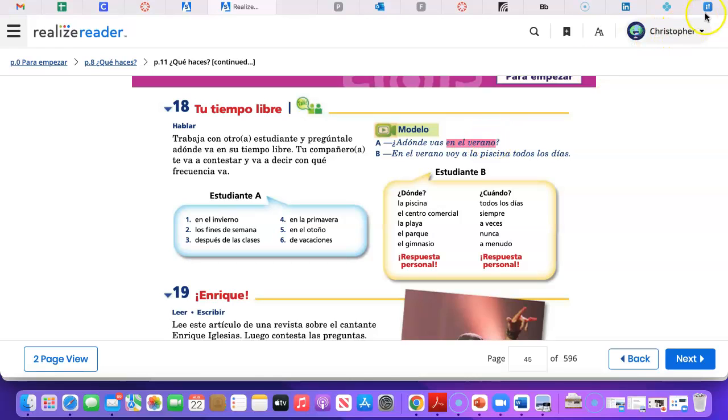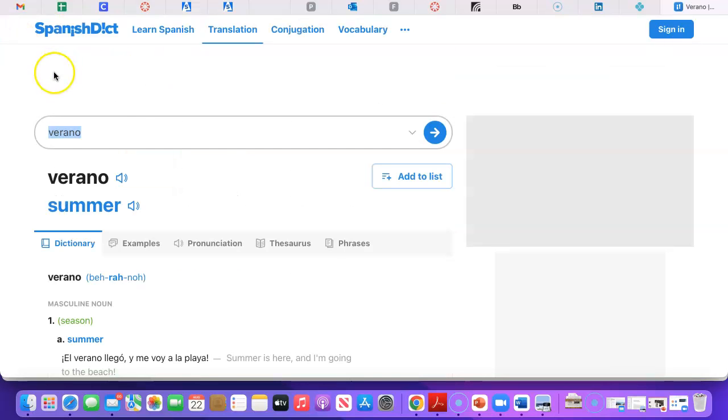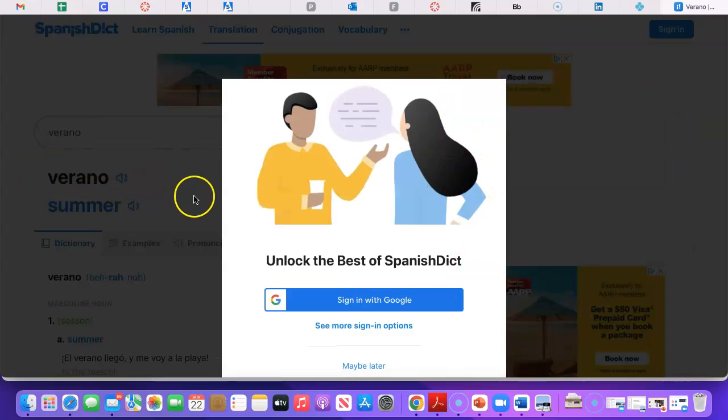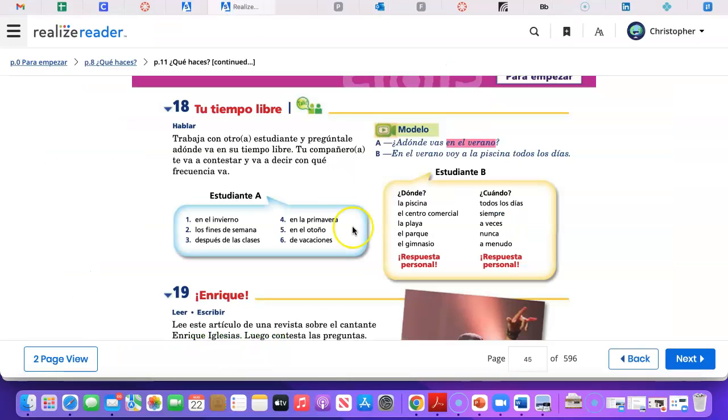Verano is summer. And again, for words that you're not familiar with, you're going to throw it into a Spanish dictionary, and you guys know the drill. And this is how we acquire new vocabulary, regardless of where we're at. And then begin your response, just like how I showed you in the previous exercise, with the yo form of the verb ir, which would be voy. And you can take the end of the question and make that the beginning of your response. ¿A dónde vas en el verano? Where do you go in the summer? The response, en el verano, in the summer.